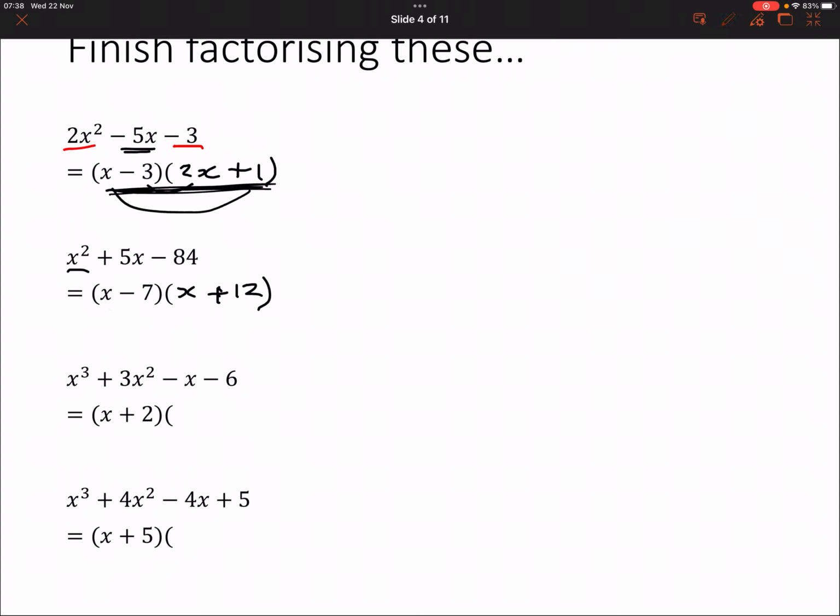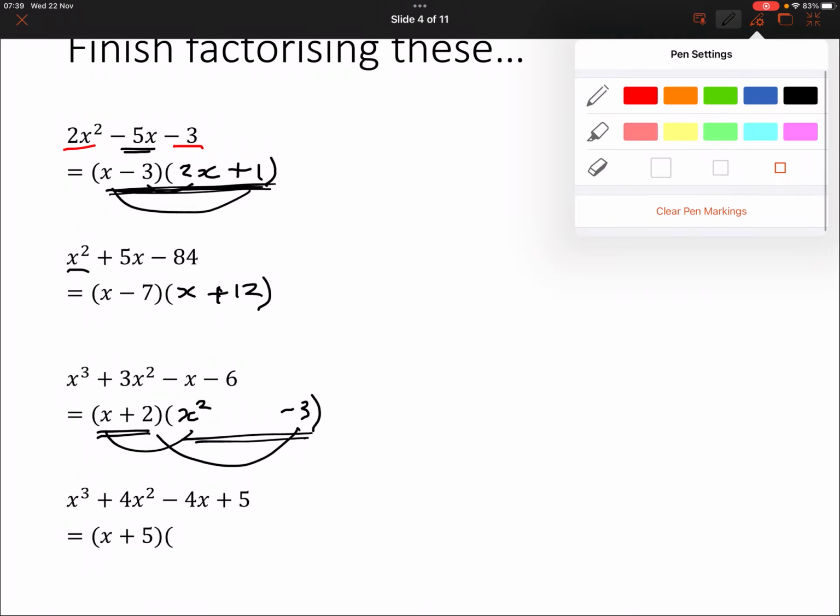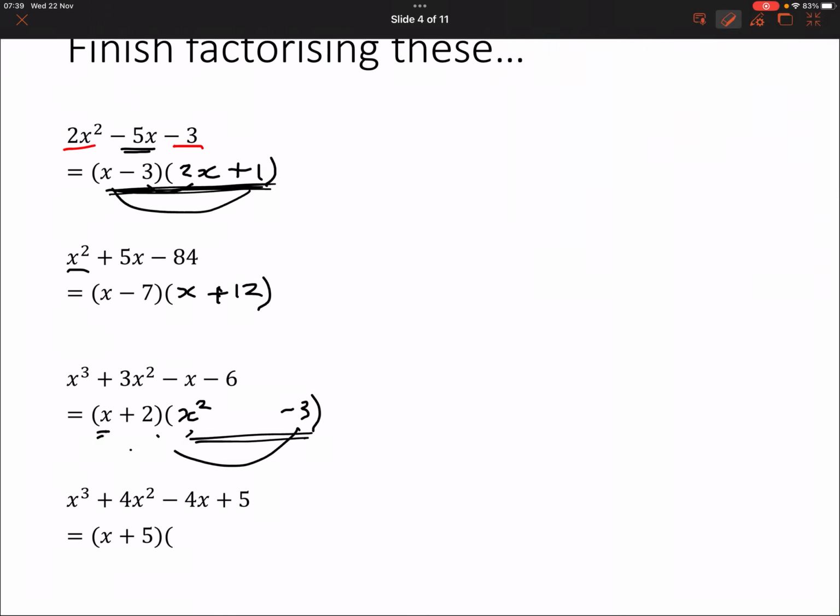Moving swiftly on. It gets more interesting with the cubics. So this linear expression here is going to have to times by a quadratic to make this cubic. So there's going to be 3 terms. Two things are easy to figure out. The x squared goes in the front, because that has to times by the x to give you x cubed. The 2 times the number at the end will make minus 6, so that must be minus 3. And it gets more interesting in the middle. So we now need to figure out how many x's are in this quadratic.